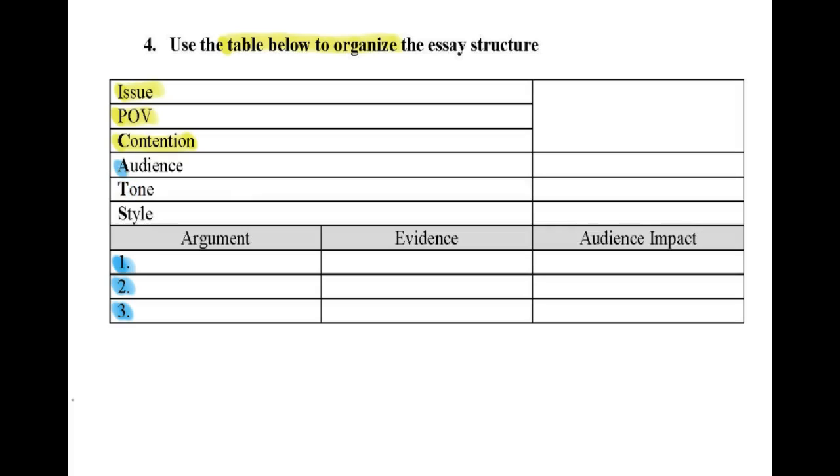the audience, tone and style in the second reading. And then in the third reading we look for the evidence and the audience impact which supports each of the arguments. So as we're doing the three readings, what we're really doing as well is completing this table.